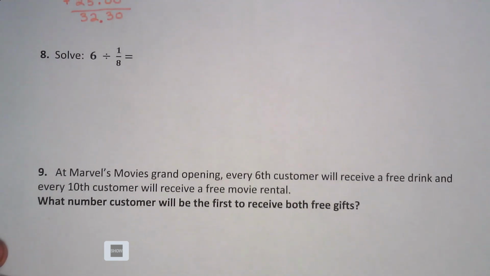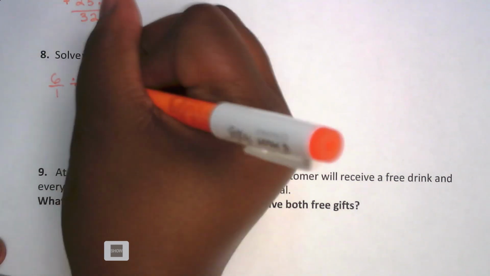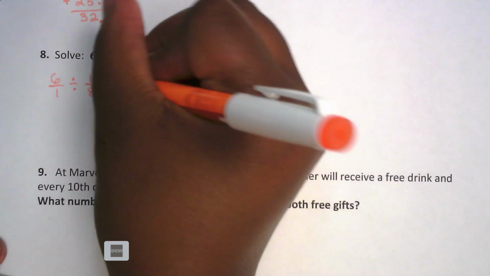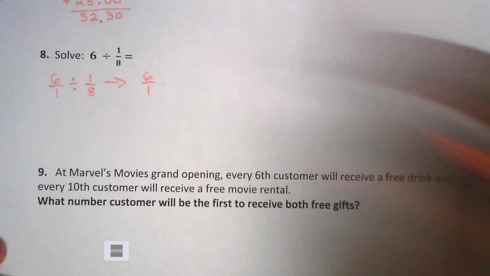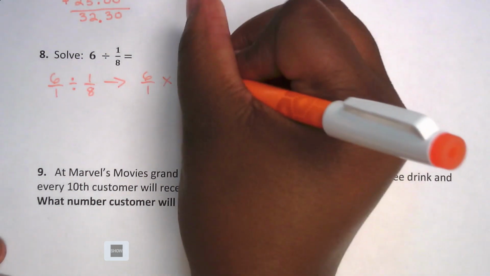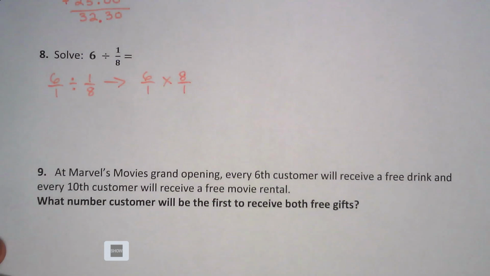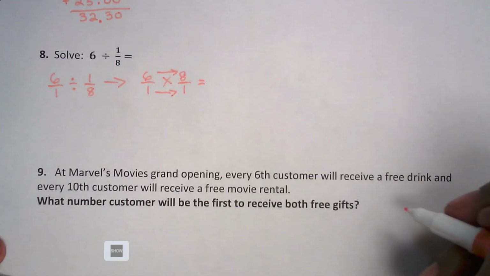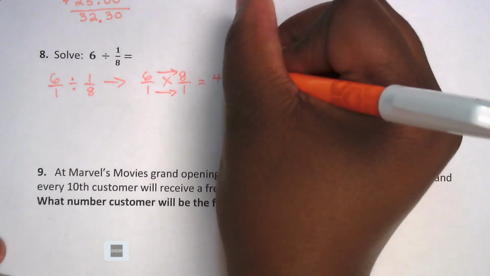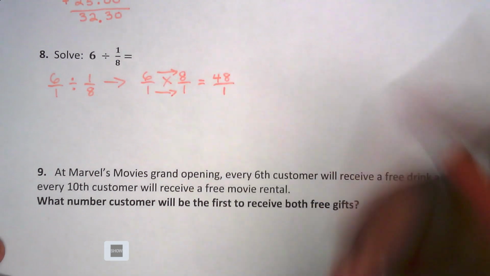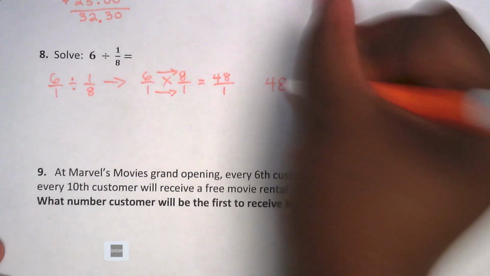Number 8, solve 6 divided by 1/8. So again, it's a whole number. I'm going to put that over 1. So my math problem is now 6 over 1 divided by 1/8. Now I'm going to use the SOAR method, keep my first number the same, change my operation to the opposite, and now find the reciprocal of the second number. It's time for us to go ahead and multiply straight across. 6 times 8 is 48. 1 times 1 is 1. So my answer is simply 48. That's the quotient.